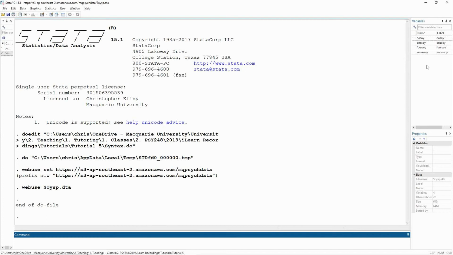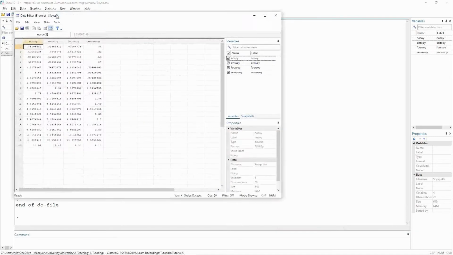If we look over here, you can already see that I have 4 variables, each one representing one of the levels of my IV. If I open up my data view, inside each of these I can see different scores. These scores represent the sperm counts of the men.